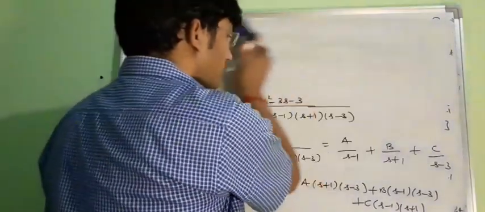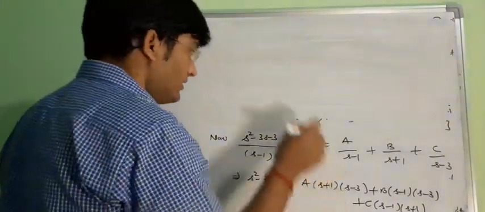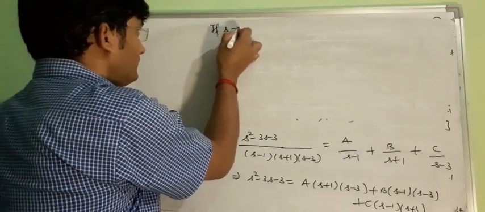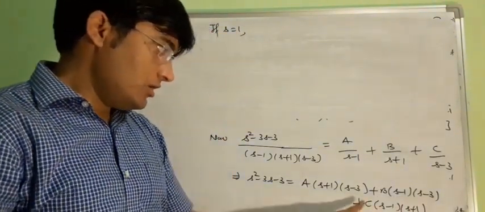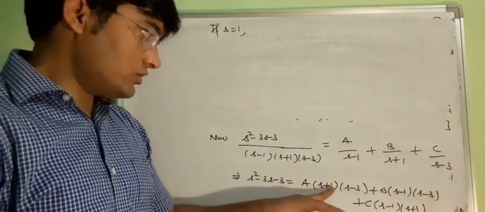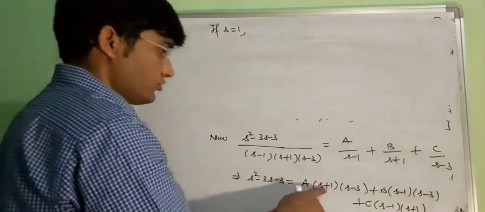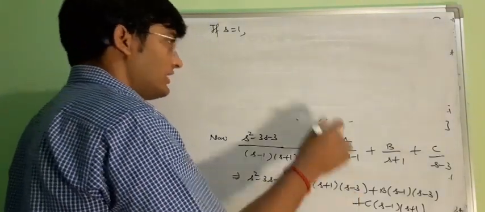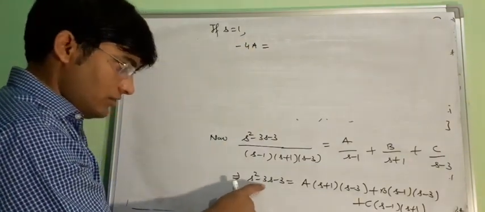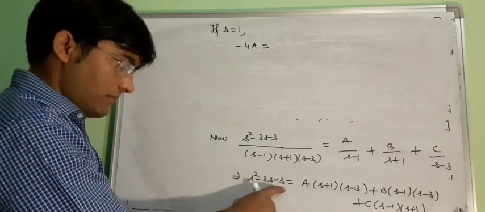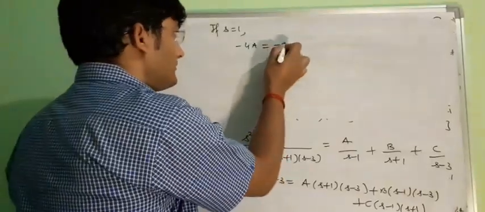Now one by one we will put values. Let s equal to 1. Then this term will be 0. Again it is 0. So if s equal to 1, then this will be your 2, and here we will have 1 minus 3, so this is your 2 into 1 minus 3, that means minus 4a equal to, now if s is 1, then this will be your 1 minus 3 minus 3, that means minus 5. So your a is 5 by 4.